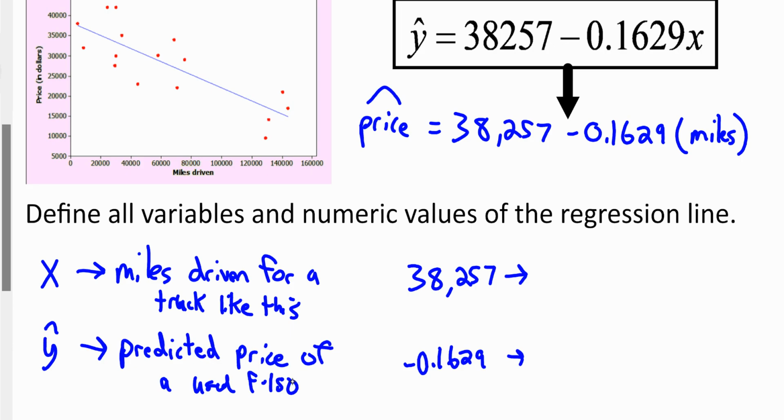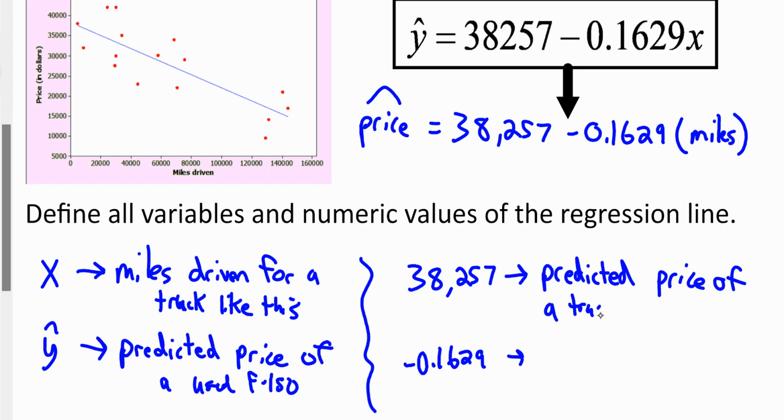Now, what do those numbers represent? What are the numeric values? The 38,257, yeah, that's the y-intercept if you look at it that way. But what does that mean? It is, again, the predicted, because it's not exact, it is a predicted price of a truck that has 0 miles. So it's a brand new truck. We're saying that's the predicted price based on our model.